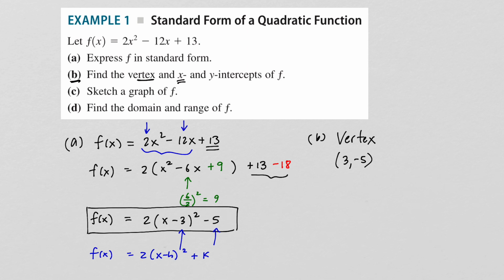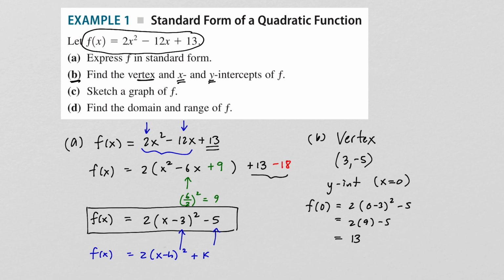Also here, we want to find the x and the y intercepts. Let's go ahead and get the y-intercept first. That's a little bit simpler. To do this, we're just going to let x equal 0. So f of 0 is going to be 2 times 0 minus 3 squared minus 5. This is 2 times 9 minus 5, which is 13. Now, I should note that it's probably a little bit easier to just plug 0 into the original, because if you plug in 0 for x, these are going to go away, and you're just going to get positive 13 a little bit faster.